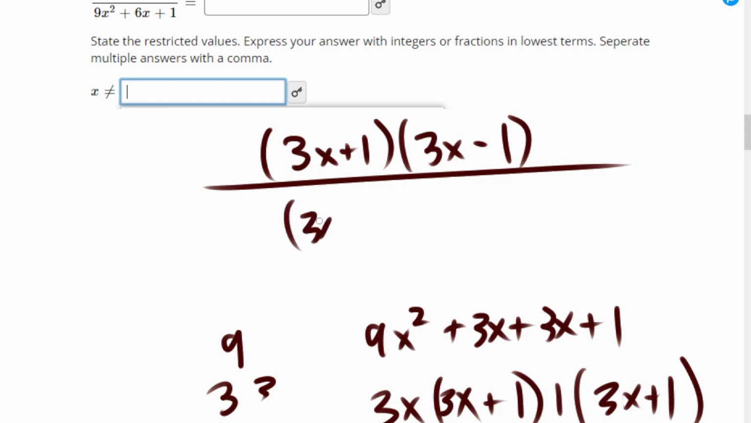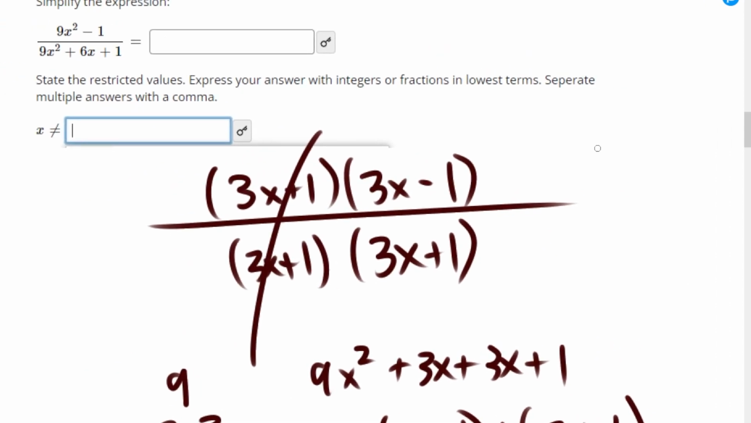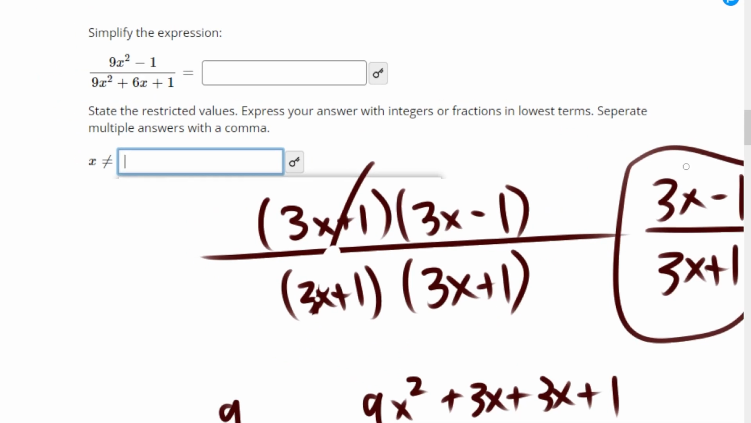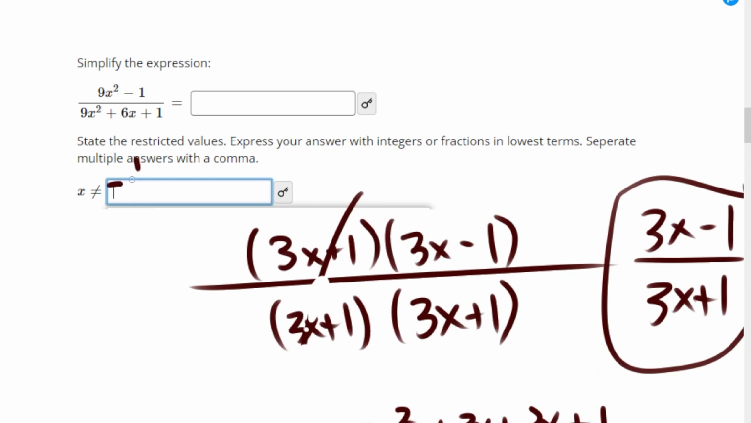So we have 3x plus 1 and 3x plus 1. Now we can cross one of these out. We can't cross both. So what we're left with is 3x minus 1 over 3x plus 1. Now, with this, we want to look at our original graph when we're thinking about restrictions, but lucky for us, in our original graph, both of them are going to be 3x plus 1 on the bottom, so we'll only have one restricted value, which is going to be negative 1/3. So x cannot equal negative 1/3, and I found that by setting the bottom equal to 0.